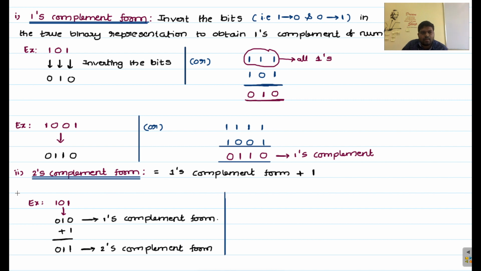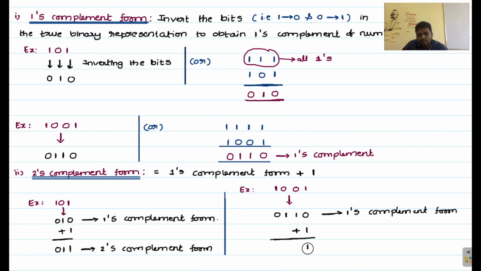In the same way, the next example, 1001. For this the 1's complement is 0 1 1 0. This is your 1's complement form. For this you need to add plus 1, giving 0 1 1 1, and the remaining bits are kept as it is. So you will get 0 1 1 1. This is your 2's complement form of 1001.